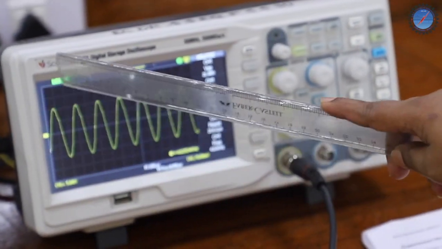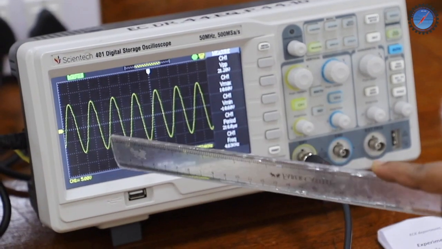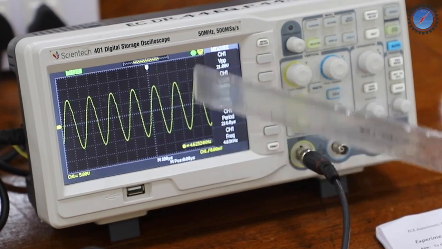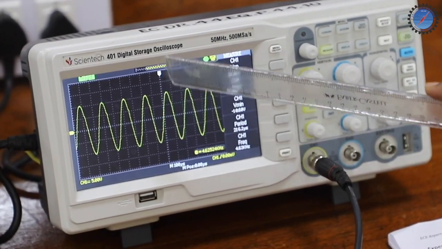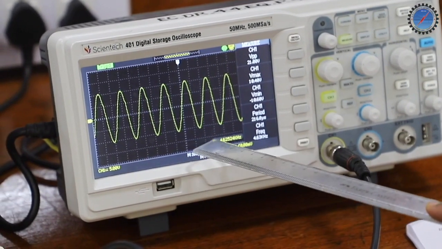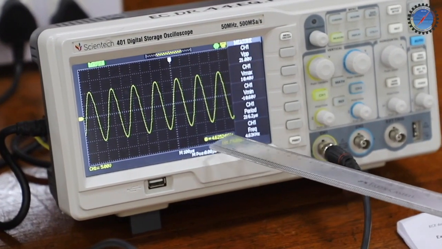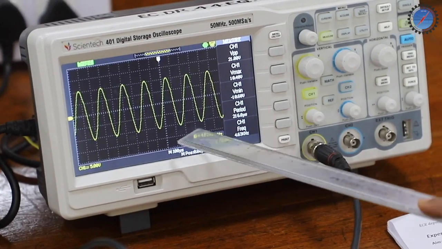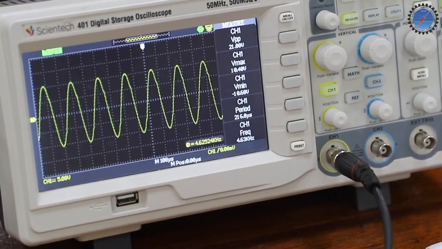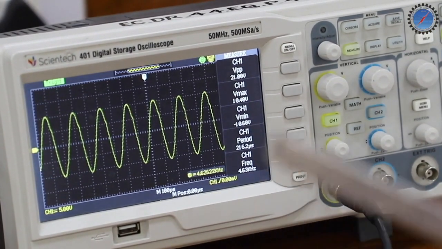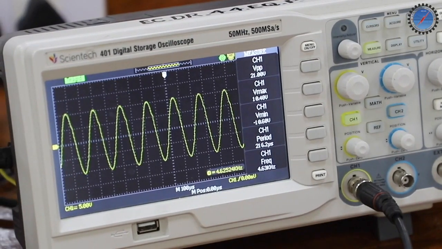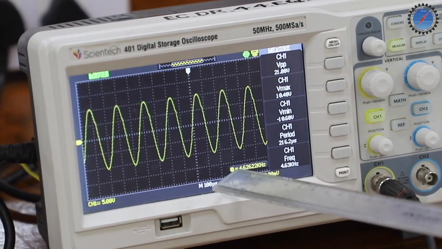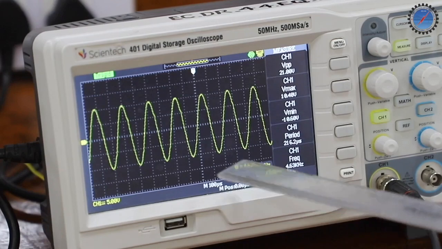We are going to get a sine wave. A Wien bridge oscillator is nothing but a sine wave generator, so we are getting a sine wave. For this we need to measure the frequency as well as the amplitude of the output waveform. You can observe here the frequency we are getting is 4.625 kilohertz, which is very close to our designed value. Theoretically we have assumed f0 is equal to 5 kilohertz, and practically we are getting 4.625 kilohertz. This is very close to our theoretical value.